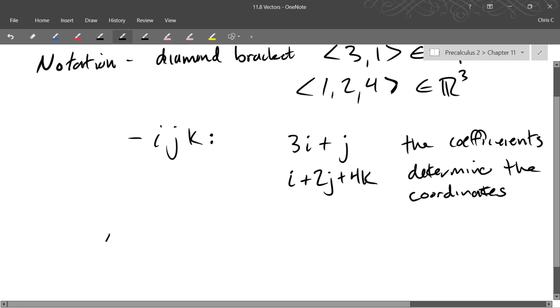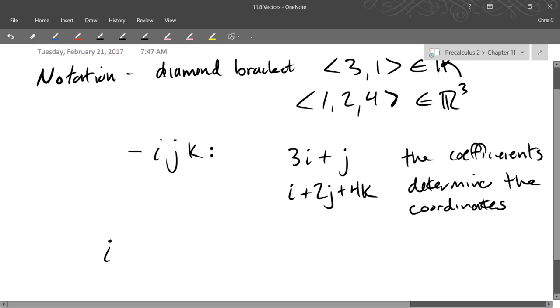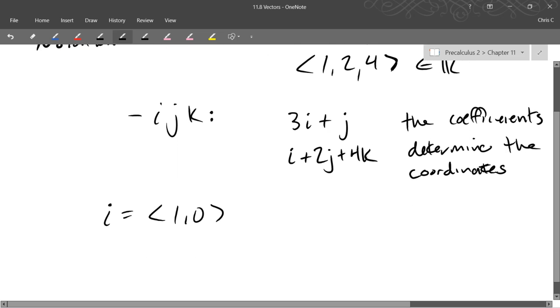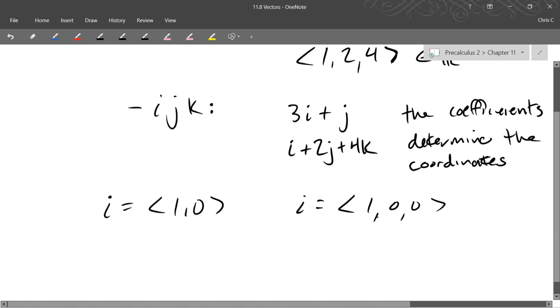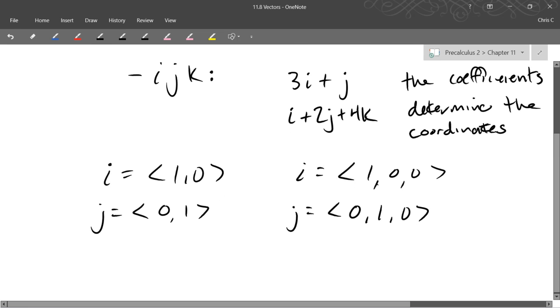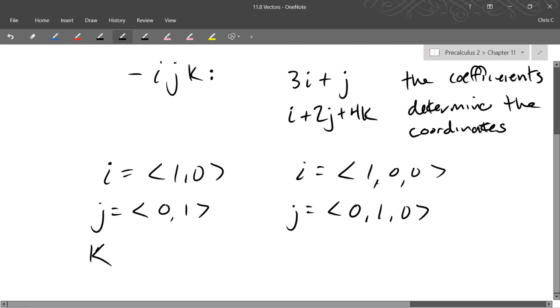And of course, what is I, J, and K? If you're in two dimensions, I is 1, 0. If you're in three dimensions, I is 1, 0, 0. Depending on the number of dimensions you're in, you're generally gonna be in 2 or 3. J is 0, 1, or if you're in three dimensions, 0, 1, 0. K is not in two dimensions, so K really only has a three-dimensional representation, 0, 0, 1.